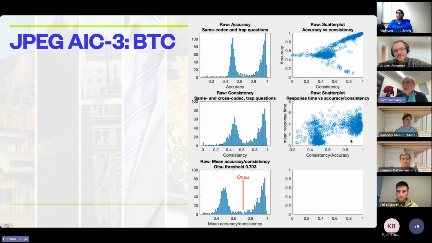Okay, the last image here shows consistency and accuracy averaged, and on the vertical axis is the mean response time. And here you can see also a clear distinction between the reliable crowd workers over here with a high consistency and accuracy and the unreliable ones over here. This is a lower blob that says, okay, for those unreliable ones, the mean response time was only 1 second. The people who gave a good, reliable answer had to think 4 seconds before they could give their answer. So that's another indication that our thresholding seems to be working well.